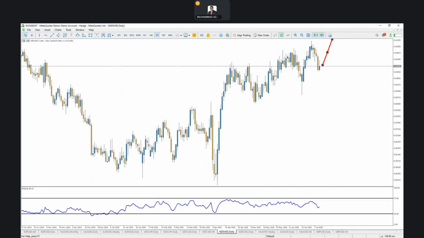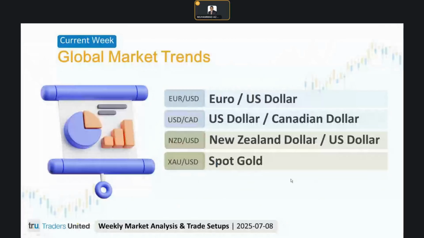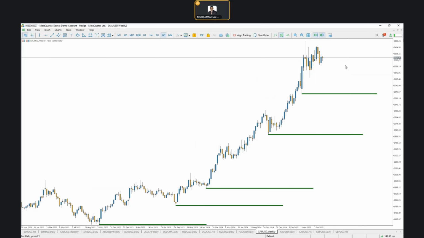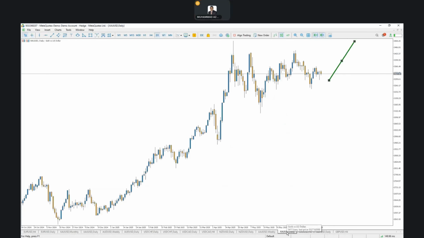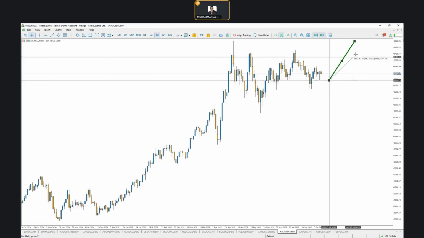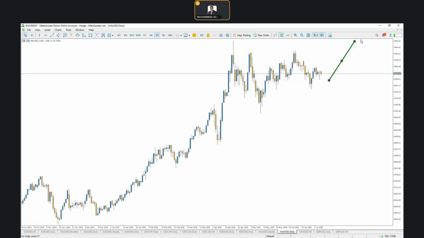Next one is spot gold. Regarding the weekly time frame, the XAUUSD spot gold trend looks bullish, and price action just keeps printing higher swing highs and higher swing lows. So overall, the trend is up. If you check out the daily time frame, there's an uptrend going on inside spot gold. So the market is probably going to move sideways and then expect a continuation of the uptrend.